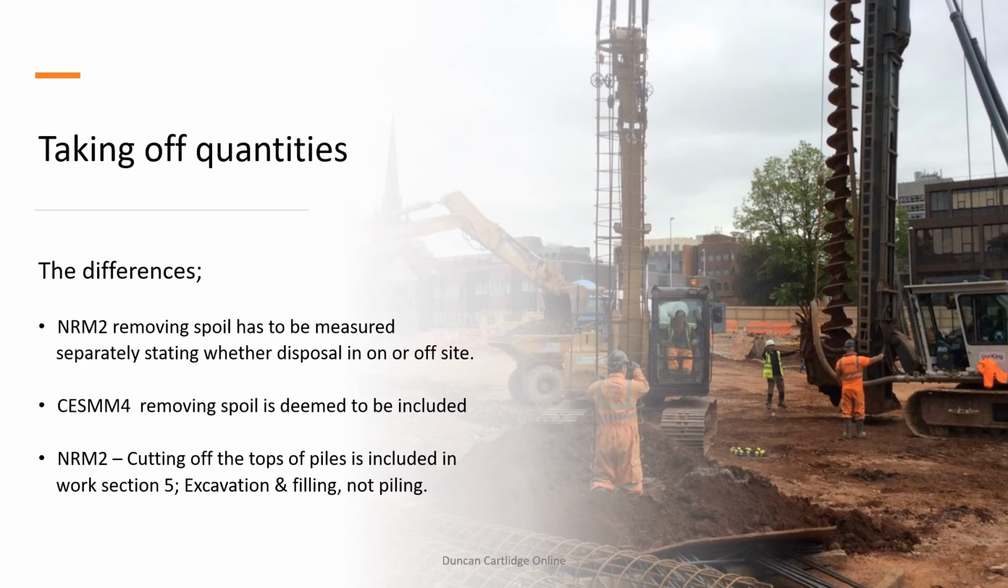The principal difference, however, between the two documents is that NOM2 requires that surplus spoil is to be calculated and measured separately, whereas Civil Engineering Method 4 states that the removal of surplus spoil is deemed to be included. Incidentally, cutting off the tops of piles is not included in piling, but in NOM2 Work Section 5, Excavation and Filling.